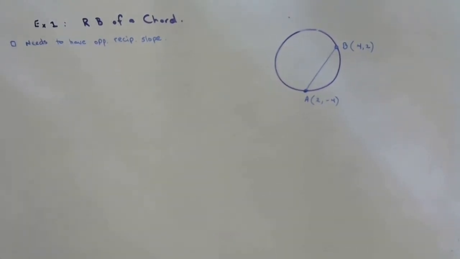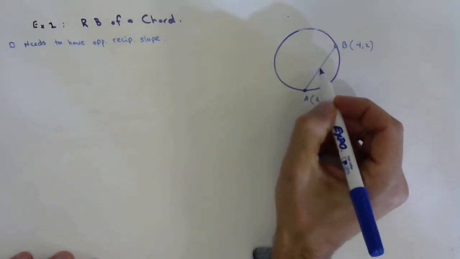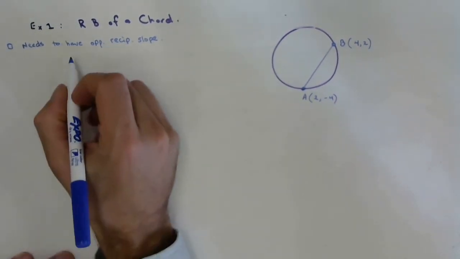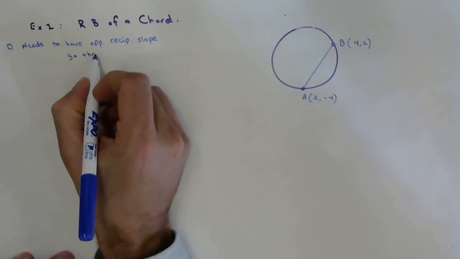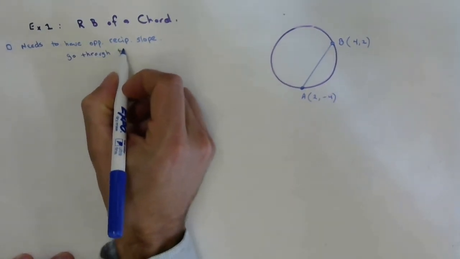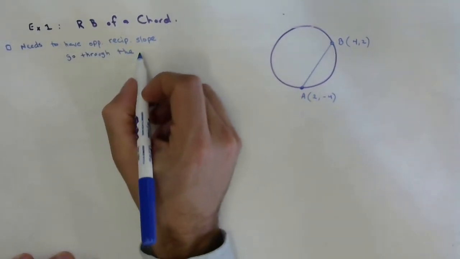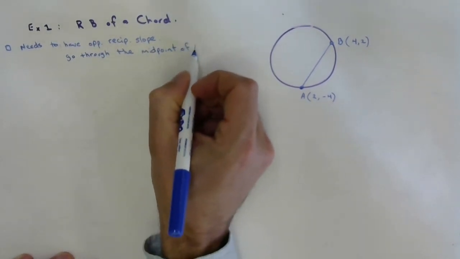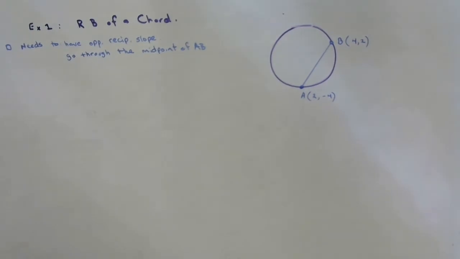And what else are we looking at? How else could I draw this thing? I need to be able to draw this right bisector. It needs to go through the midpoint of AB. All right, so I'm looking at doing two things.